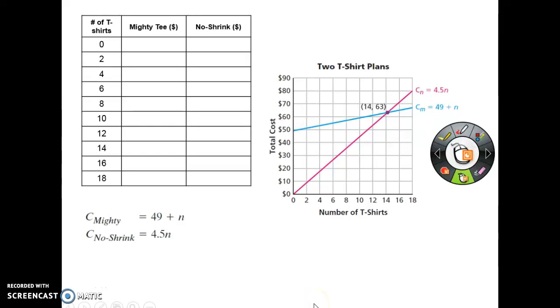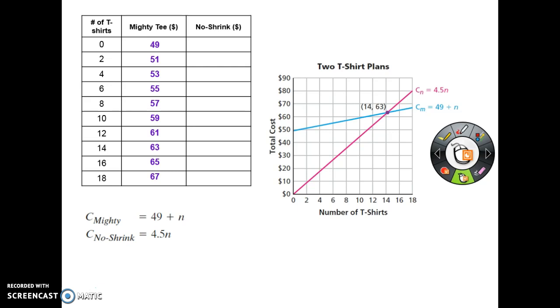This video is going to go over the answers for the rest of Part A in Investigation 2.3. So you were to make a table, and for the equation for Mighty T, it's C equals N plus 49. So if you would have 0 shirts, you would put that in for N, and you know that 0 shirts will cost you $49, and you will continue that pattern. So those are the answers up to 18 shirts there, counting by 2 shirts at a time.